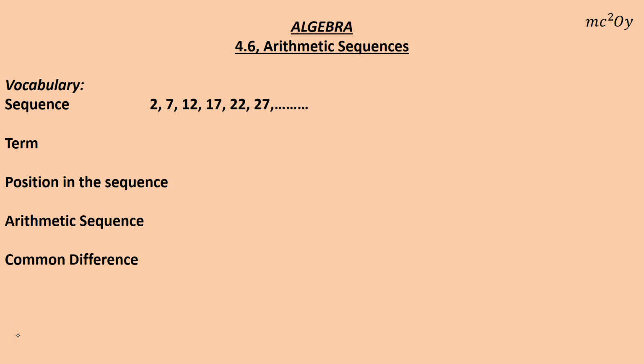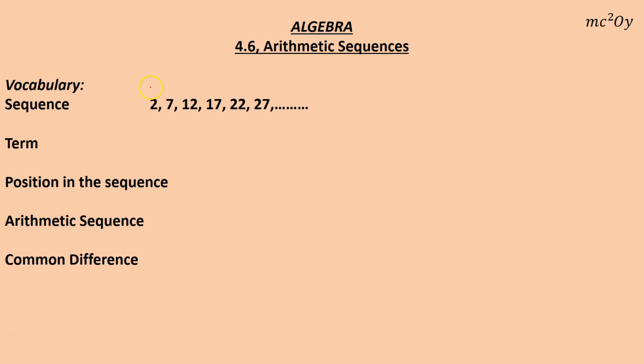Okay, 4.6, arithmetic sequences here. An arithmetic sequence, we need to know some vocabulary in order to be able to do this. First, a sequence. A sequence is any order of numbers in a pattern. Okay, sequences have terms, and what we do is we label the sequence based on the term number.